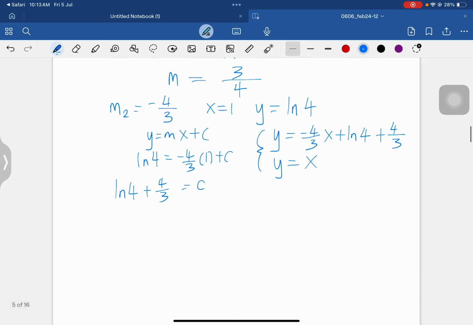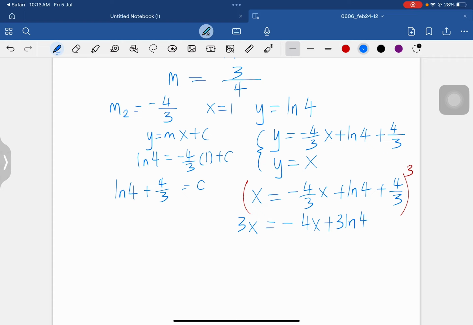Equate them. x equals to minus 4 over 3 x plus ln 4 plus 4 over 3. With fractions, everything times 3. So it's going to be 3x equals to minus 4x plus 3 ln 4 plus 4. So move all the x together. 7x equals to 3 ln 4 plus 4.